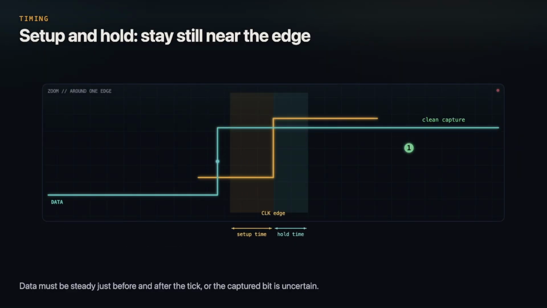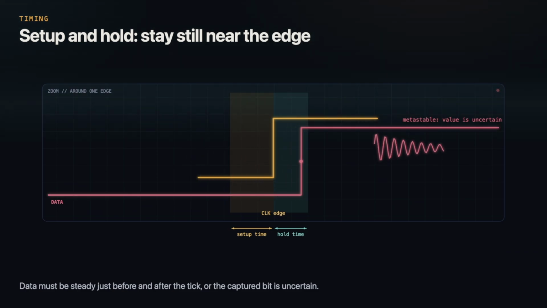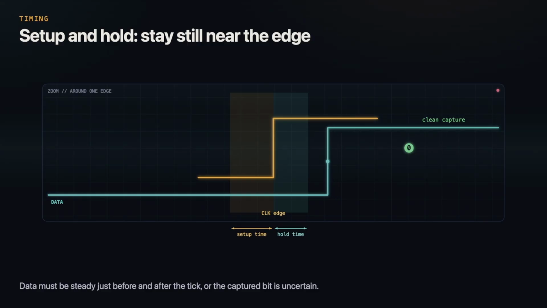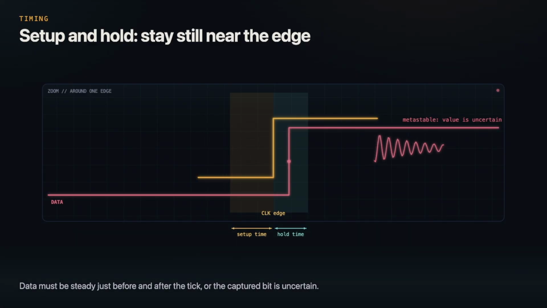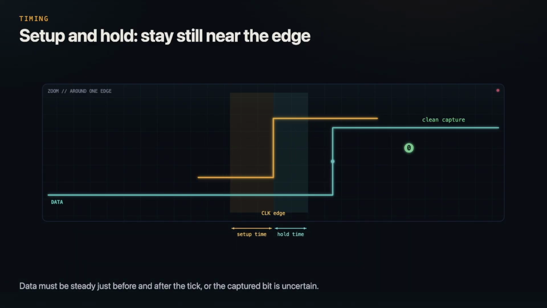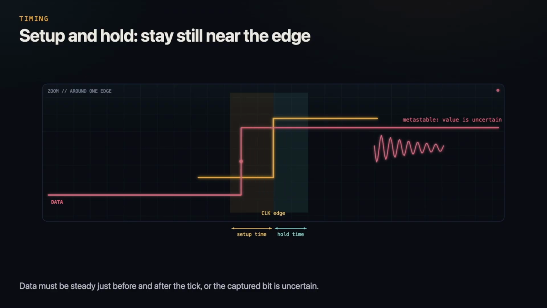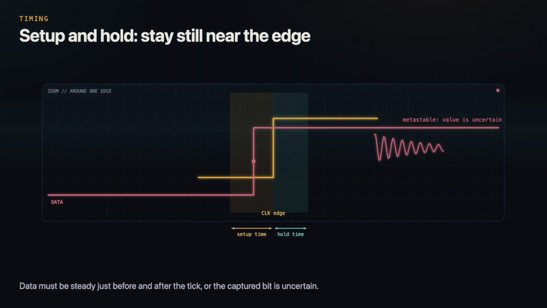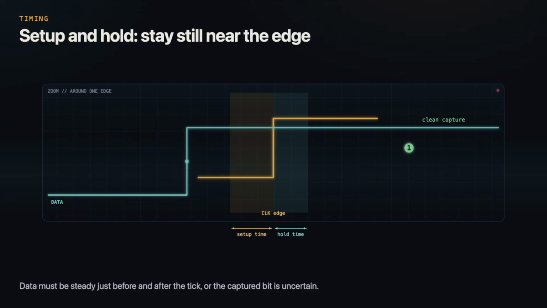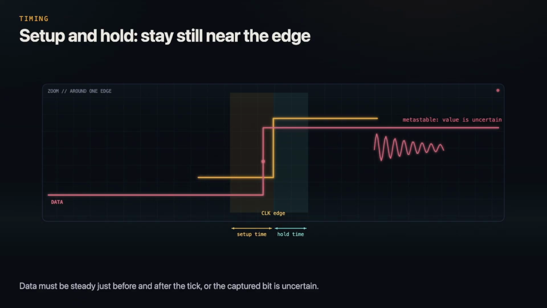But the edge comes with a strict rule. For a flip-flop to capture cleanly, its input has to be stable for a short window just before the edge, called the setup time, and for a short window just after, called the hold time. Move the data inside that window and the flip-flop is caught mid-decision. Its output can hang between 0 and 1, uncertain, a state called metastability. So the data has to arrive, settle, and sit still before the tick. Stillness near the edge is the whole deal.